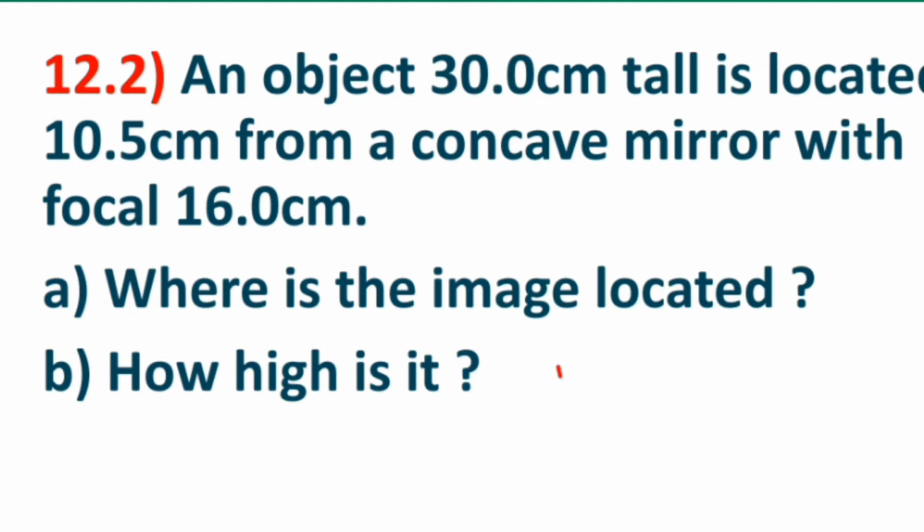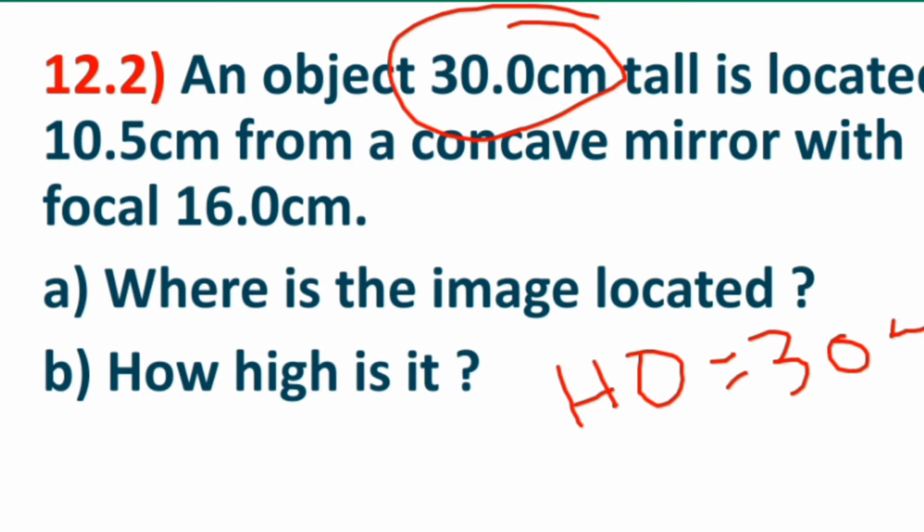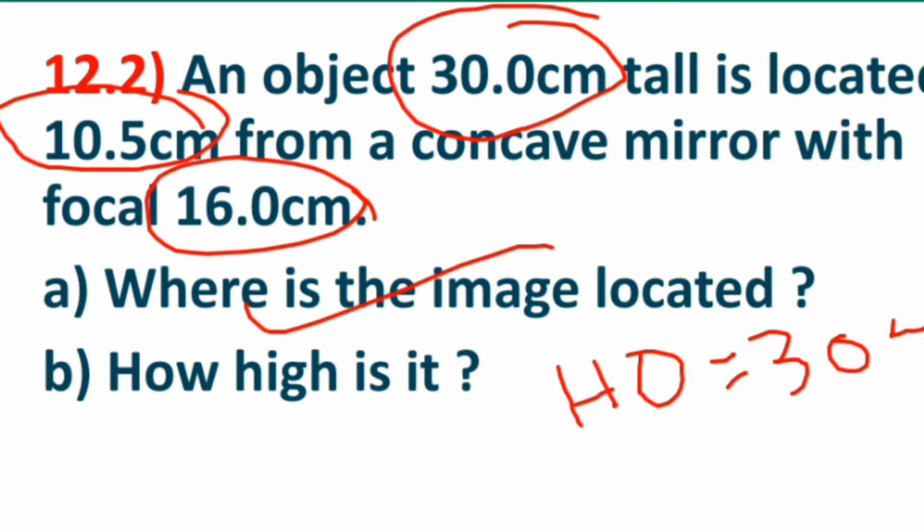Okay, so here we have an object height represented by HO, which is equal to 30 centimeter. 30 centimeter tall means object height. It is the height of the object. The location of the object is represented by p. So we have p is equal to 10.5, HO is equal to 30 centimeter, and f is equal to 16 centimeter. We have to find the image distance q, and then we have to find the height of the image HI.